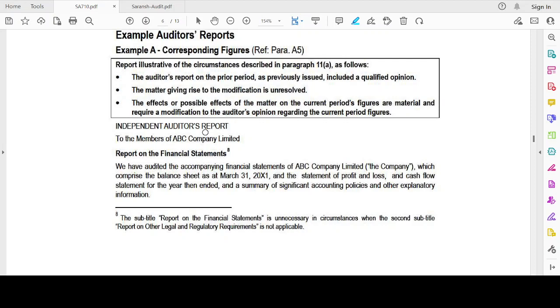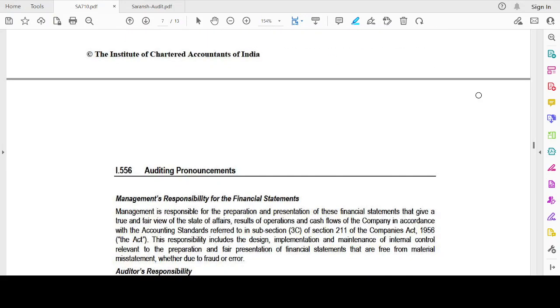The auditor's report on the prior period as previously issued includes a qualified opinion. So last year's is a qualified opinion, and it is still unresolved and it is material. How are we going to report? Yeah, let's see.